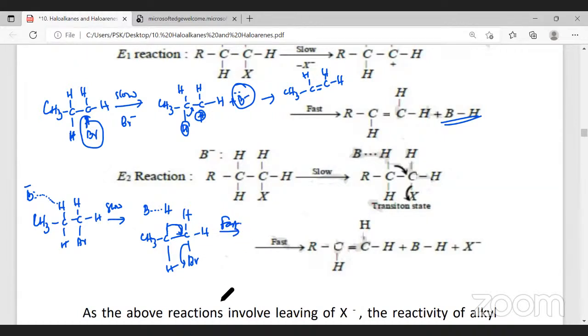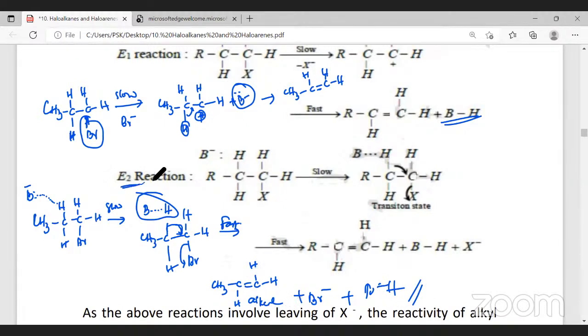Now, in the next step, you get CH3, C, H. This bond shifts here, which means BH gets eliminated. Since this bond shifts here, a double bond is formed between carbon and carbon. You have a hydrogen here, and a hydrogen here. Br minus gets eliminated, and BH also gets eliminated. So again, this is an alkene. This is called E2 elimination.